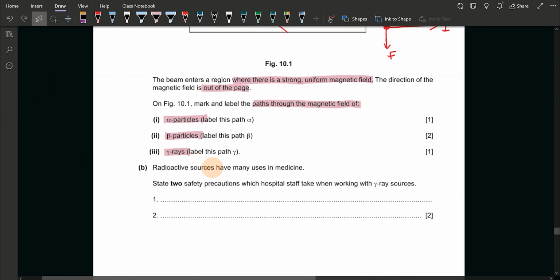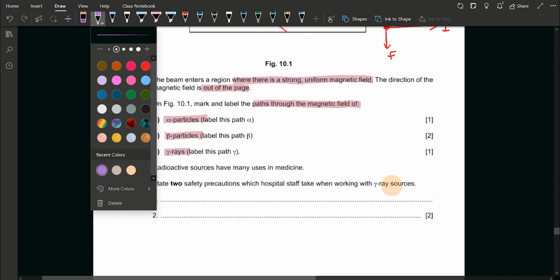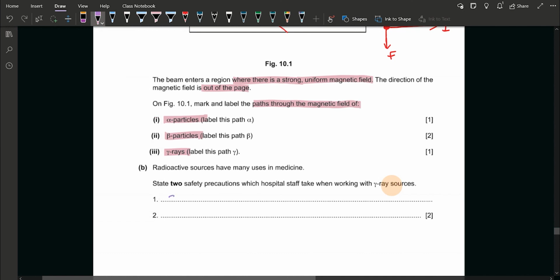Part B says radioactive sources have many uses in medicine. State 2 safety precautions which hospital staff take when working with gamma ray sources. The safety precaution which should be taken is store gamma ray sources in lead lined boxes. As we know that gamma rays cannot pass through lead, so keeping gamma rays in lead lined boxes will make sure that they don't just go and pass through and get absorbed by humans.